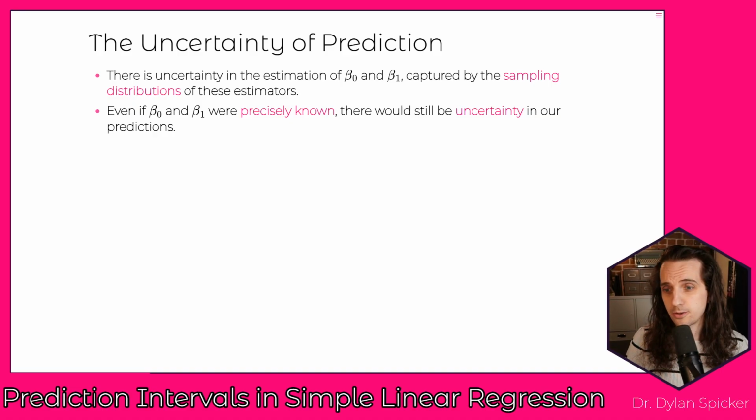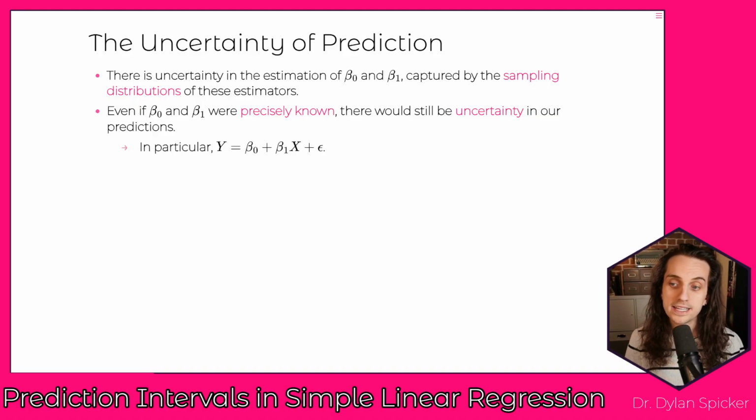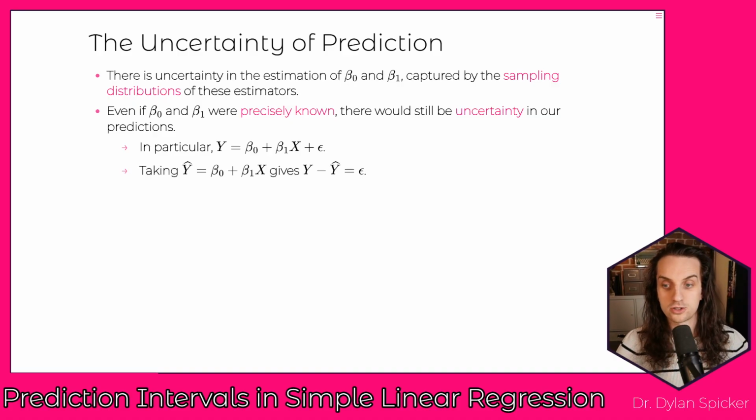But even if beta 0 and beta 1 were known exactly, there's still going to be uncertainty in our predictions. Why is that? It's because of the random error term. So y is going to be beta 0 plus beta 1 times x plus epsilon. Even if we knew exactly beta 0 and beta 1, we still wouldn't know epsilon, and so we're still not going to have a perfect estimation. We get that extra variability here. Taking y hat to be beta 0 plus beta 1 x gives the difference between our prediction and the truth as being equal to epsilon.